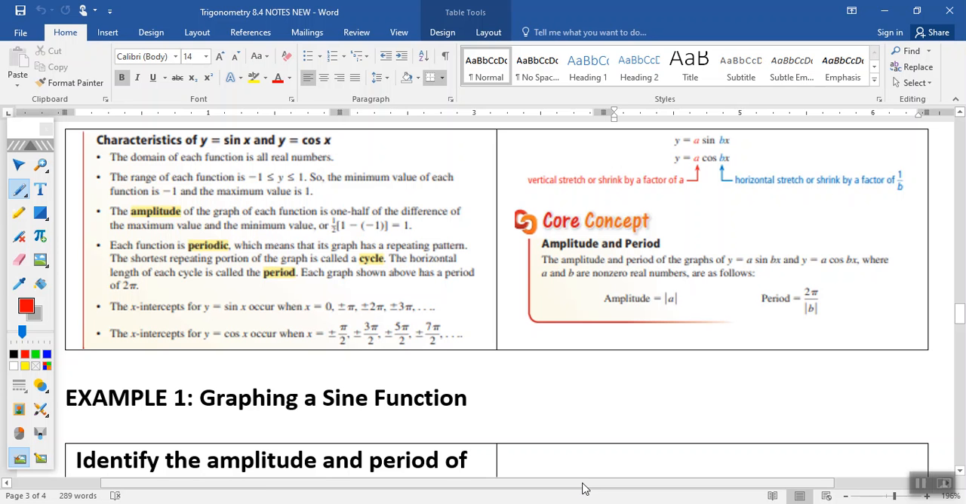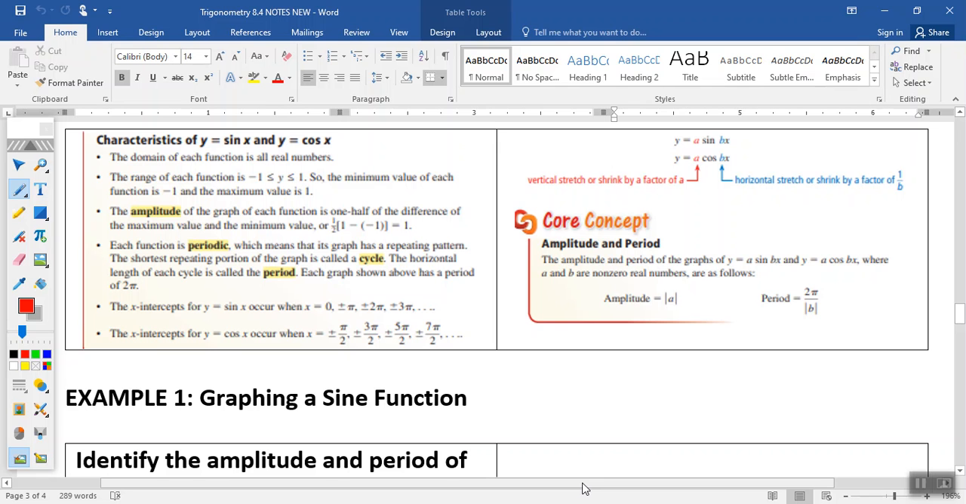So what this means is the minimum value will always be, for this just general, and we'll change it as we start changing some of the parameters. But for now, -1 to what? +1. The amplitude of the graph of each function is 1/2 the difference. We've talked about amplitude. Each function is, what's the word? Periodic. Means it repeats itself, okay? The shortest repeating portion of the graph is called a cycle. And the horizontal length of that cycle is called the what? The period. Each graph shown above has a period of 2 pi. That was the interesting part.